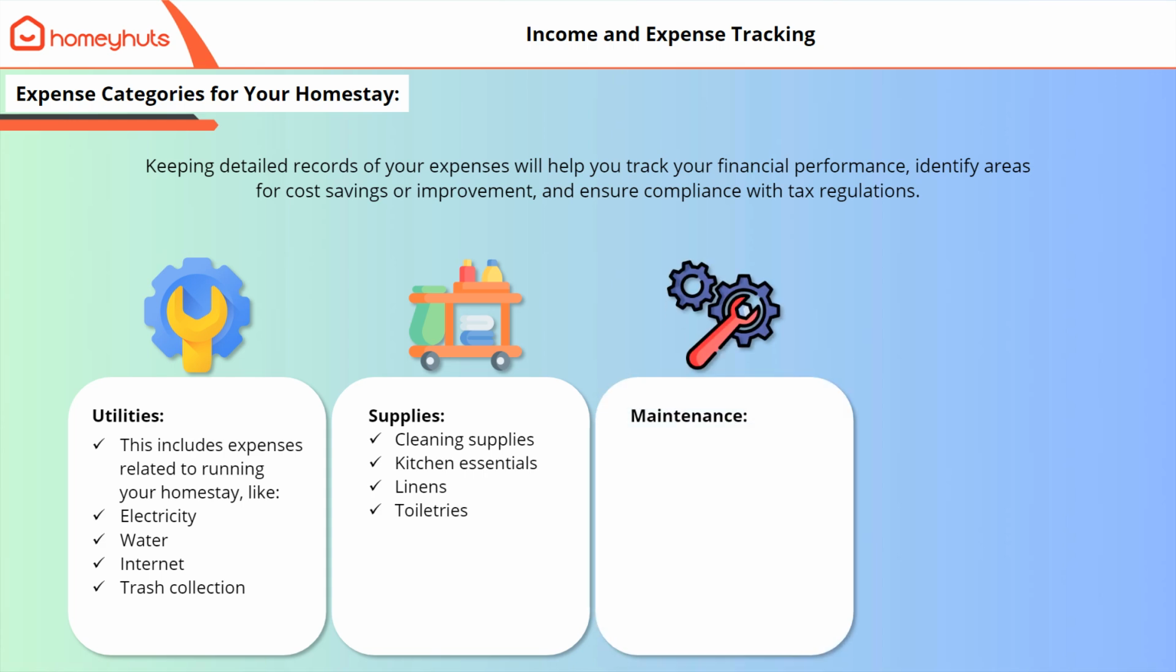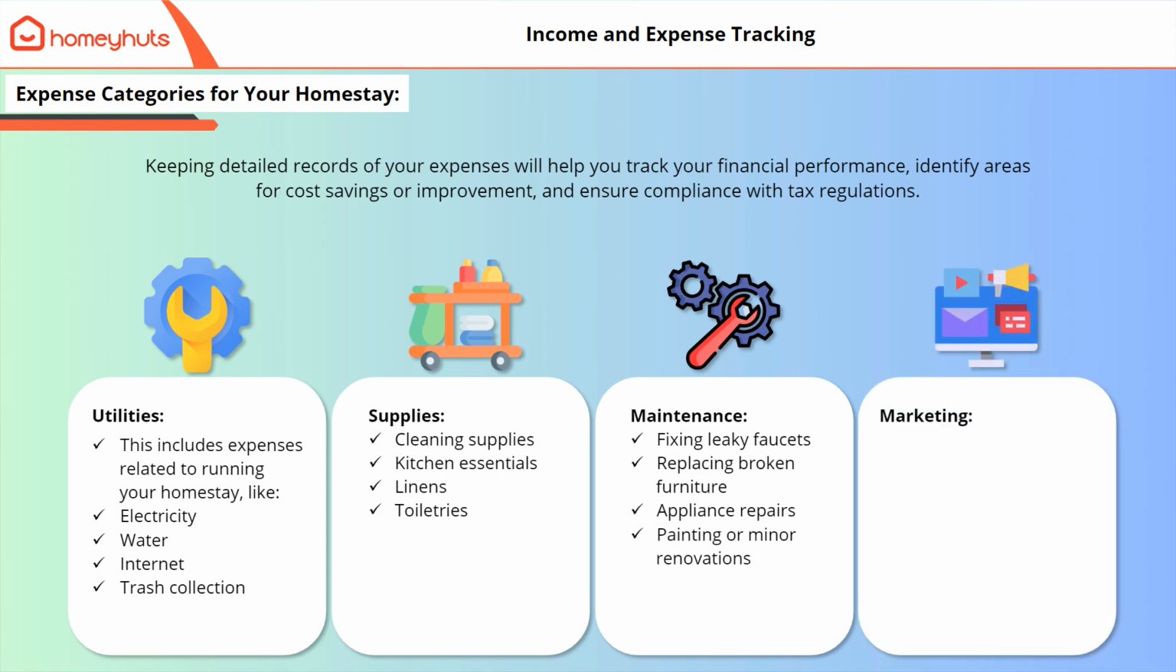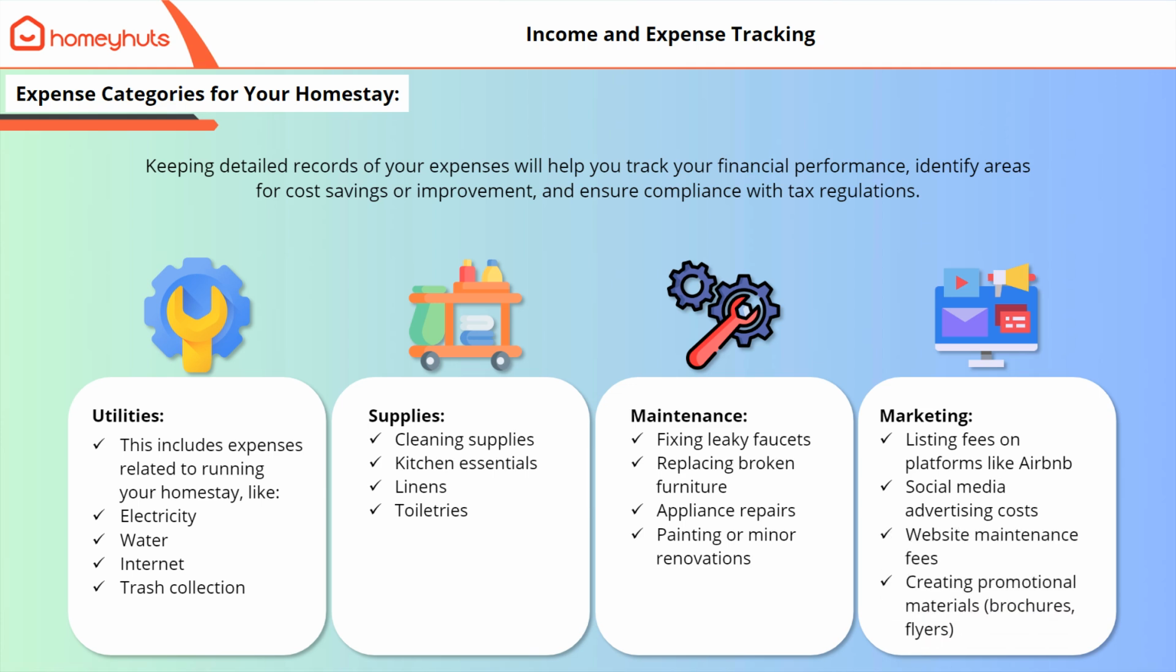Maintenance. This category covers expenses related to repairs, replacements, and upkeep of your homestay, like fixing leaky faucets, replacing broken furniture, appliance repairs, painting or minor renovations. Marketing. These are expenses incurred to promote your homestay and attract guests, including listing fees on platforms like Airbnb, social media advertising costs, website maintenance fees, creating promotional materials, brochures, flyers.